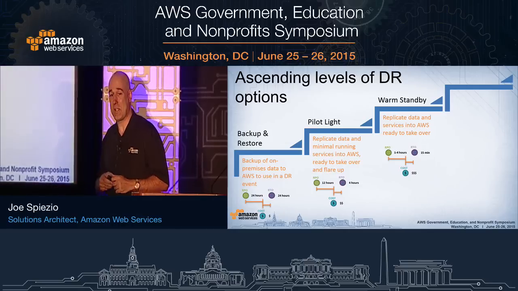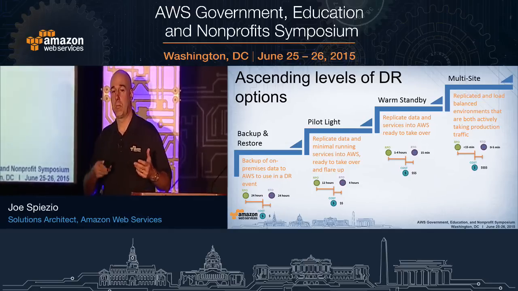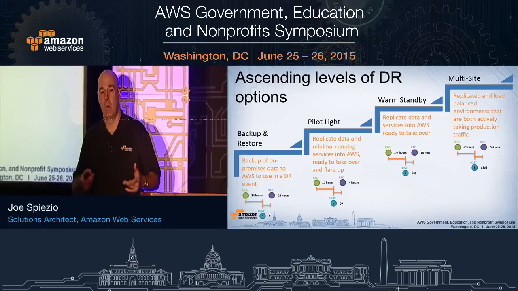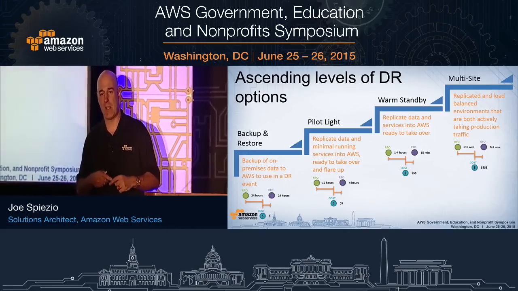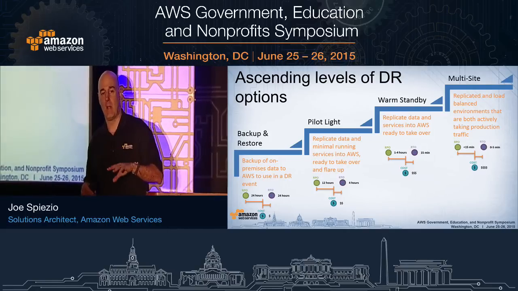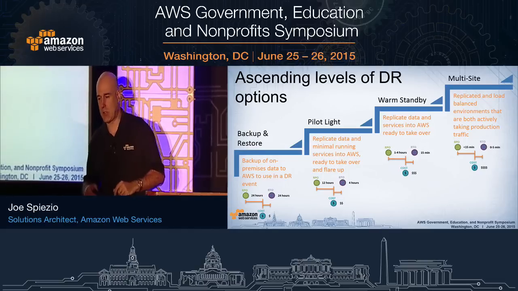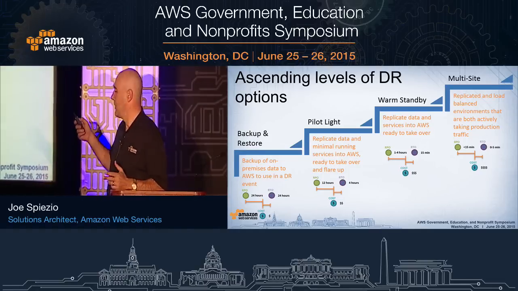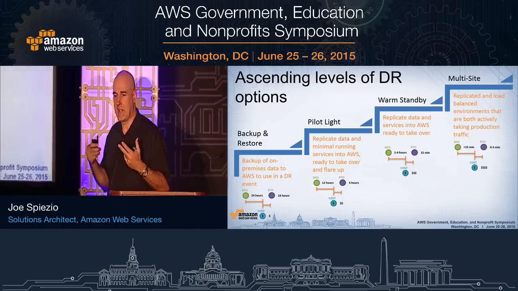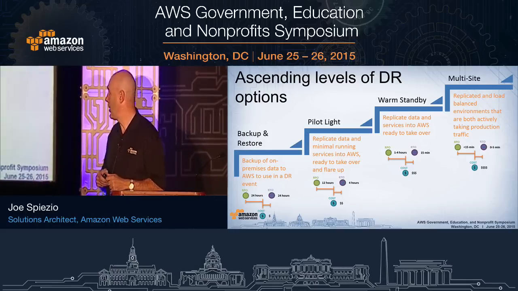And the last one is multi-site. Multi-site is a full-scale duplication of your environment in the cloud with replication going both ways on the database side and fully scaled out platforms, both web front ends and application servers as appropriate. So it's the fastest to fail over, the most expensive of the bunch because you've got the biggest pieces running and they're running at full capacity all the time.